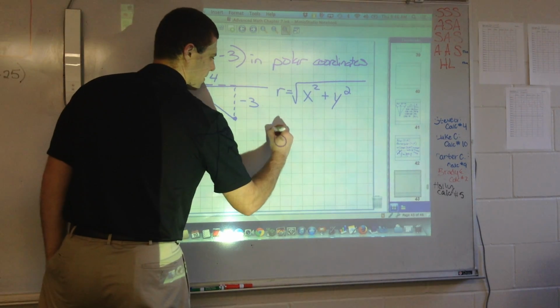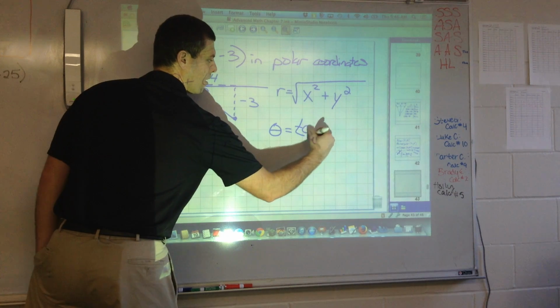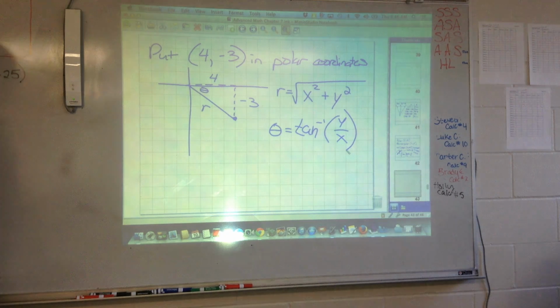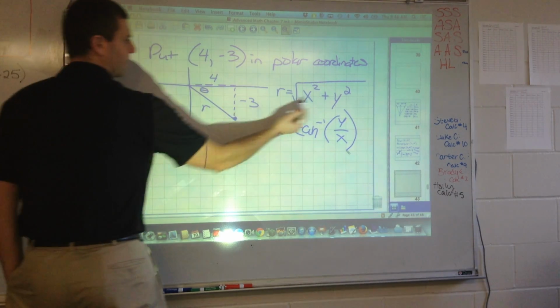And theta, in terms of x and y, how would you find theta if you knew what x and y were? Inverse something. If we only knew what x and y were. Tangent. Inverse tangent of y over x. Good, y over x. Inverse tangent of y over x. Okay? So, plug 4 in for x, plug -3 in for y.